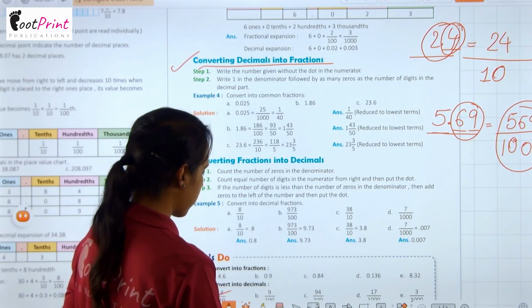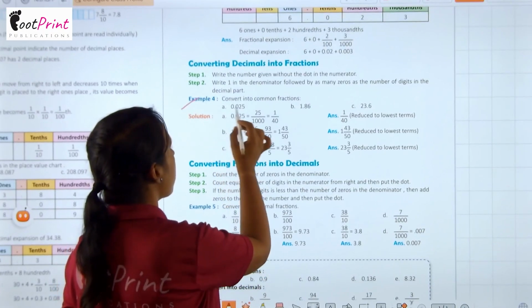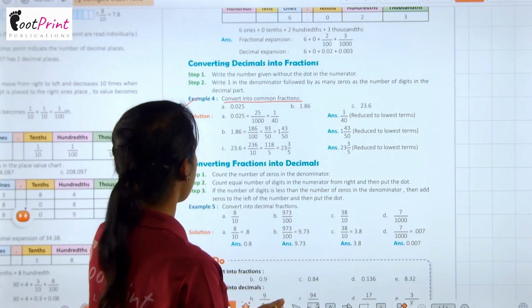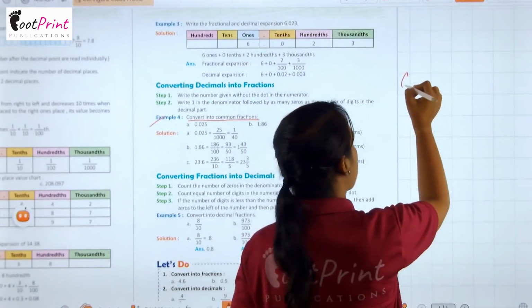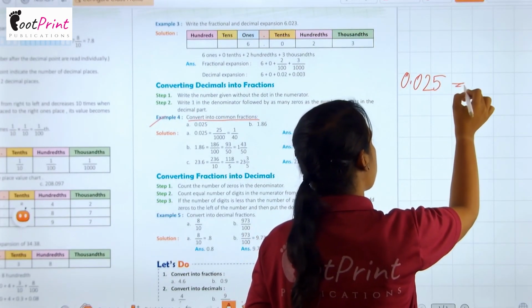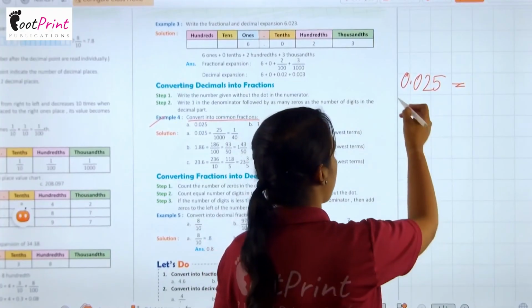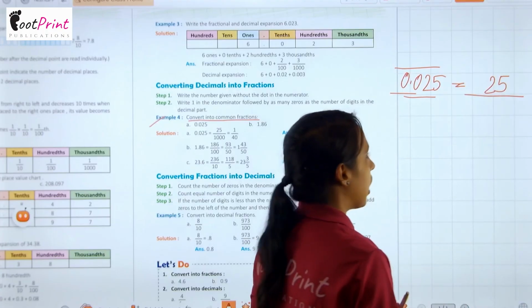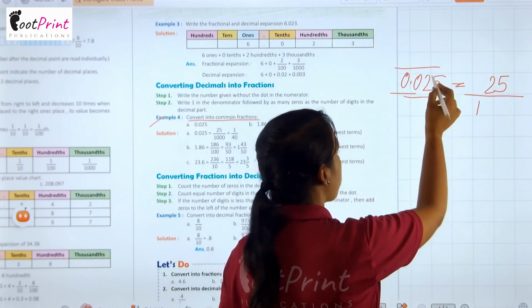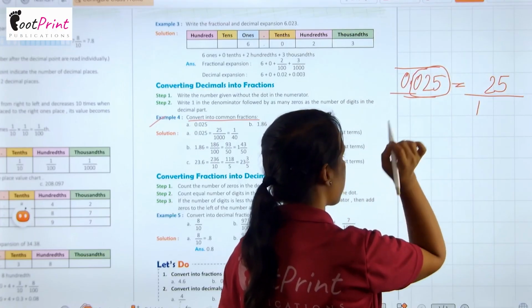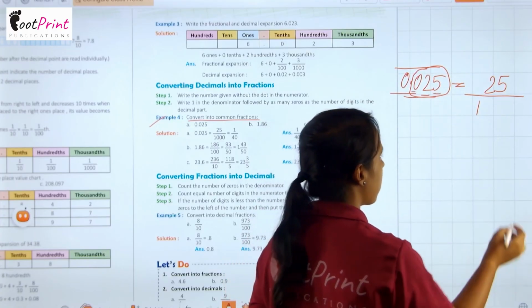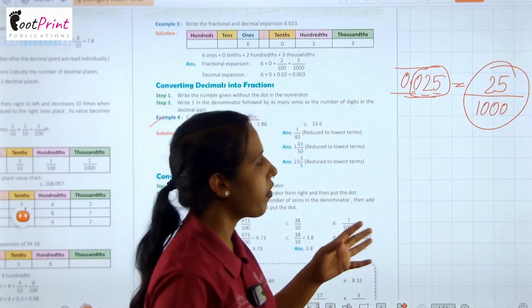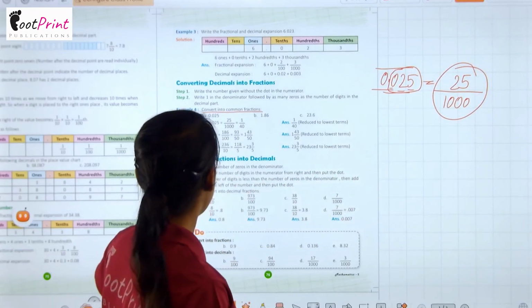Let's see examples. Here, example number 4, convert into common fractions. We have to convert into common fractions. So here 0.025, and we learned that in the first step what we have to do, we have to write the whole number. So here we have 25, and in the denominator we take 1, and after that we count the decimal places here. So here 1, 2 and 3 places. So we put here 3 zeros. So what we will get? We get 25 upon 1000. It is a decimal fraction.